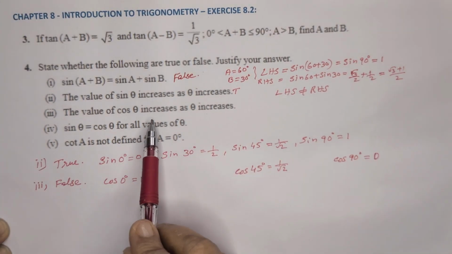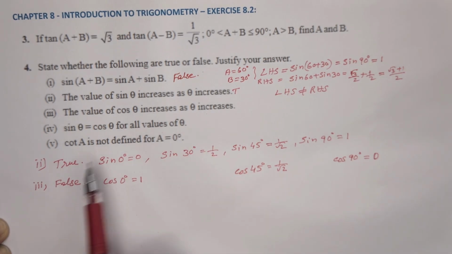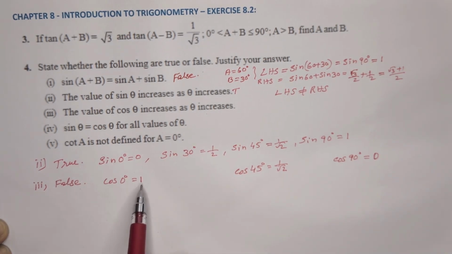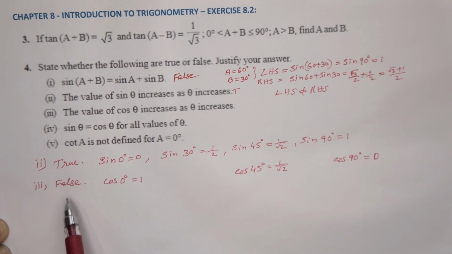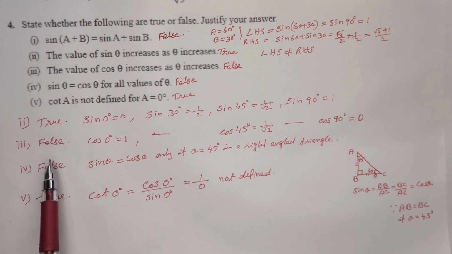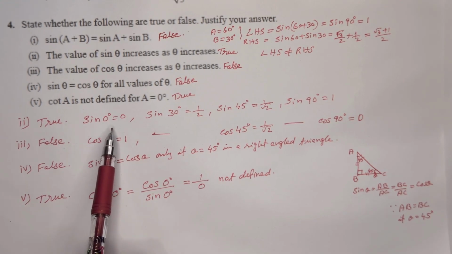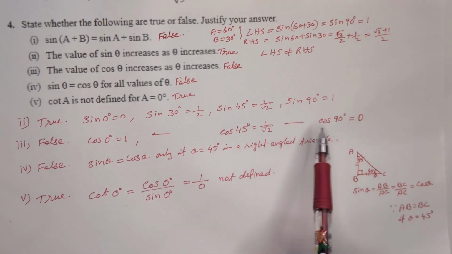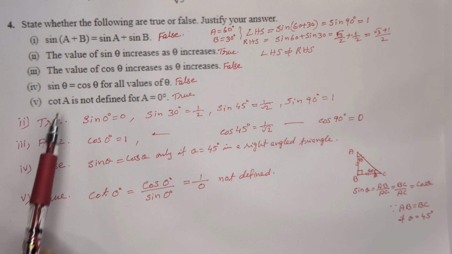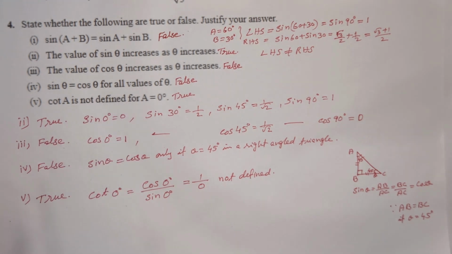Third statement, the value of cos theta increases as theta increases. Same way, we know that cos 0 is 1, cos 90 is 0. So as the angle is increasing, the value of cos theta is decreasing. Therefore that statement is not increasing, it is decreasing. So the statement is false. Now we can see that the value of sin theta is increasing as the angle increases, but cos theta is decreasing.